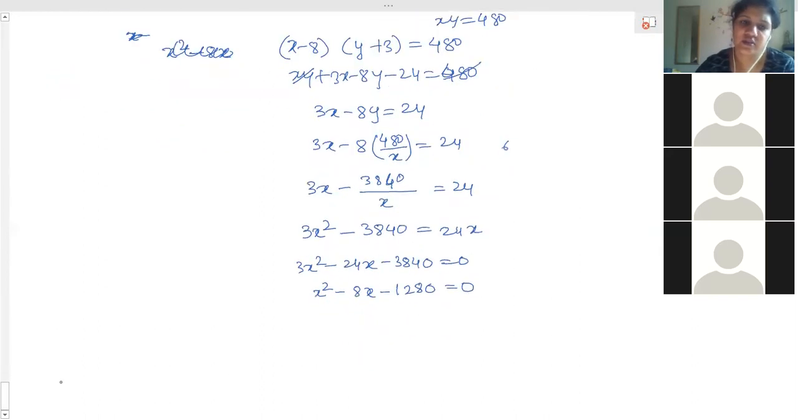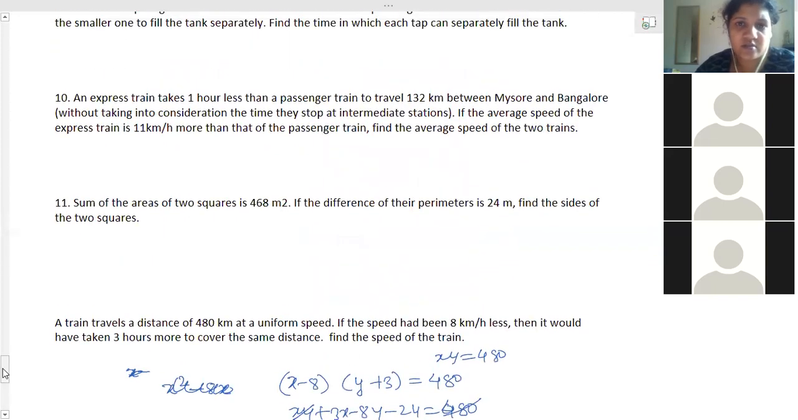So the factors are 40 and 32: x minus 40 and x plus 32. So x is equal to 40 kilometer per hour, and the other speed is 44 kilometer per hour. I think so, yes. I don't remember, but yeah, might be.